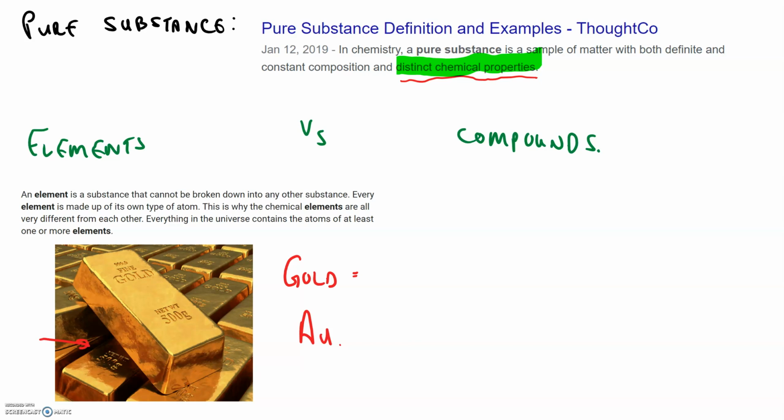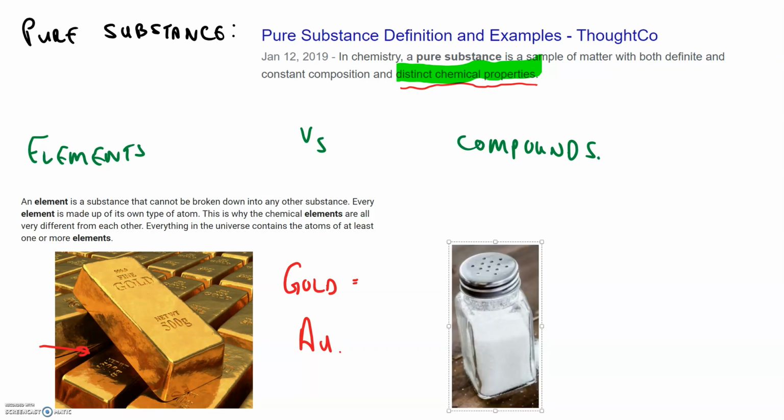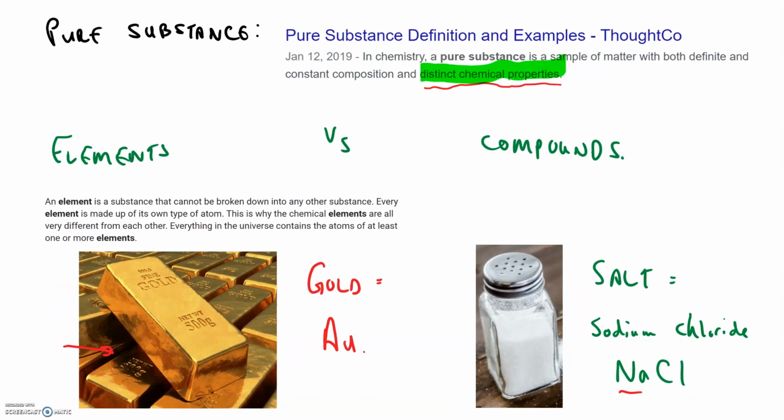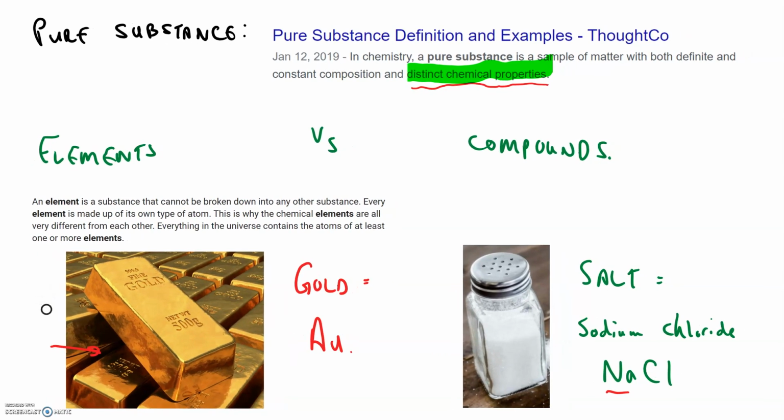Distinct from a compound, like one of our favorites, salt. This actually has another name. We call it sodium chloride. And it even has what we call a chemical formula. Sodium chloride, or NaCl. Notice that there is now more than one type of element.